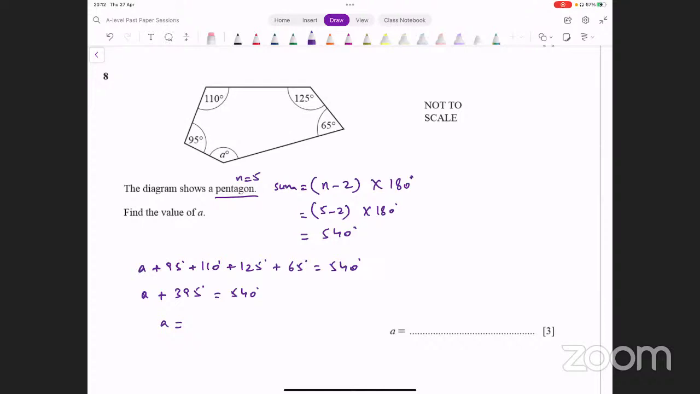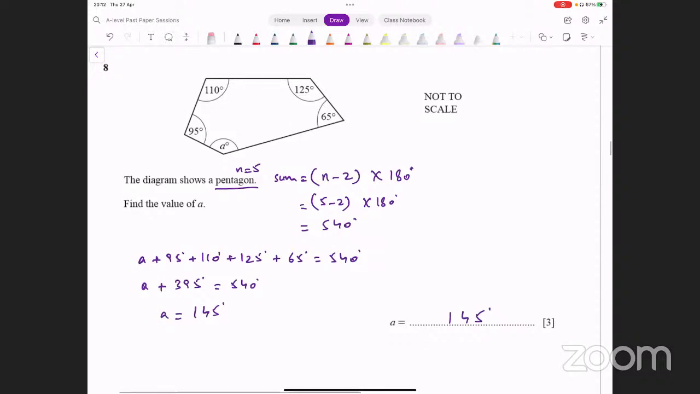540 में से 400 minus करें तो कितना होगा? 140. उसमें 5 और चाहिए आपको. That's 145 degrees. A की वैल्यू यहाँ पे 145 आनी चाहिए. Okay, so A angle is 145 degrees. Okay, let's move on. That was question number 8.